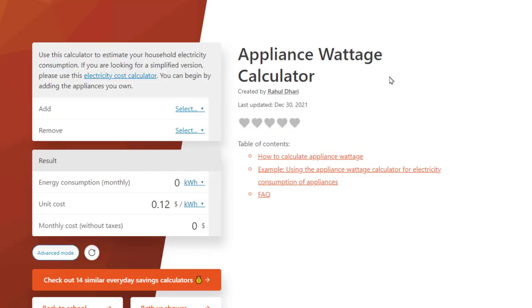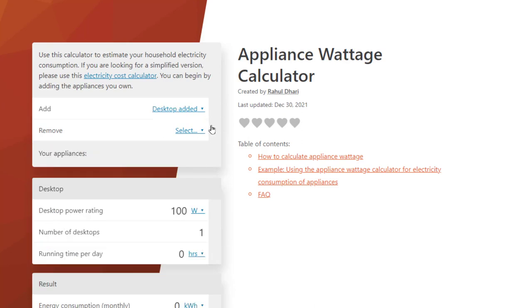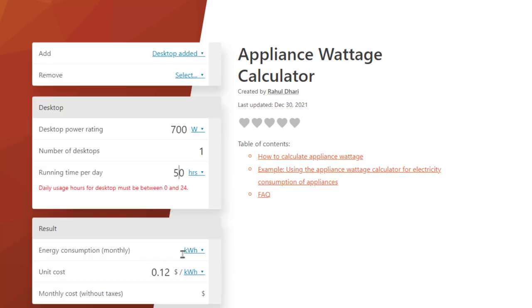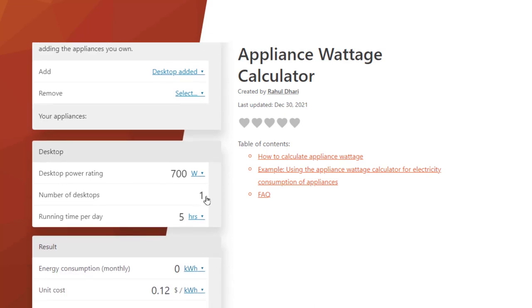It's pretty awesome. The Appliance Wattage calculator is pretty interesting. You just simply come in here and you select what type of appliance you're looking at. So let's say you have an LED or a desktop PC, and we're going to say a gaming PC of about 700 watts. One desktop, and I say I run it for 5 hours a day, not 55. It'll calculate that. It usually costs a certain amount.